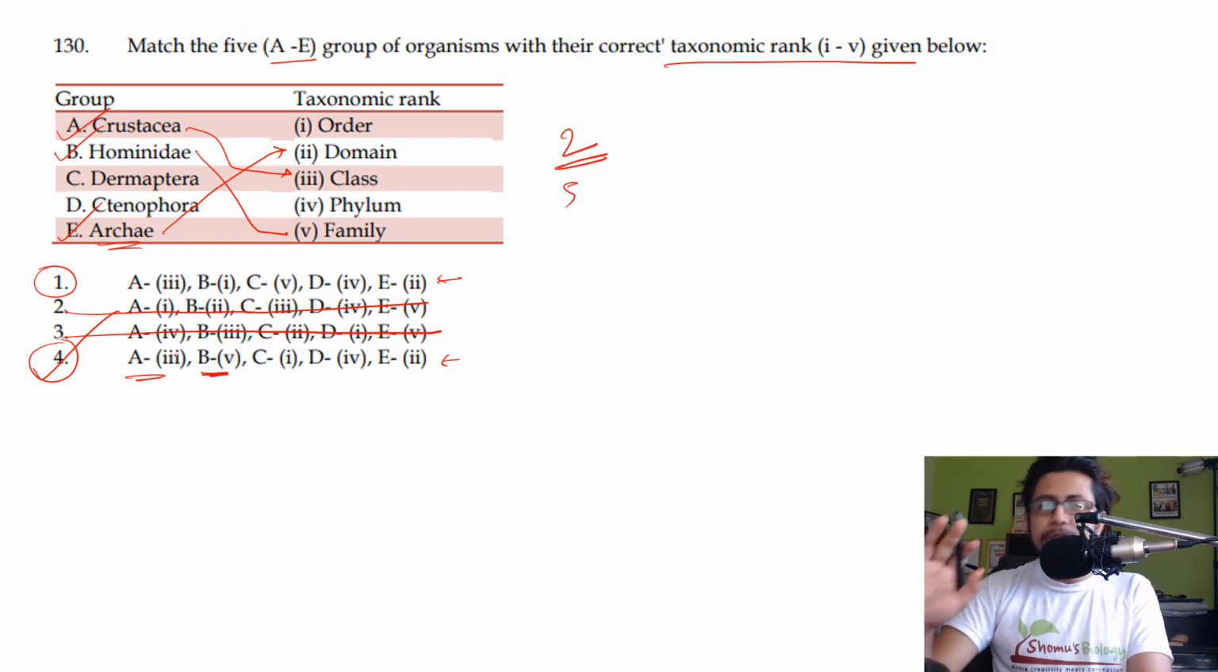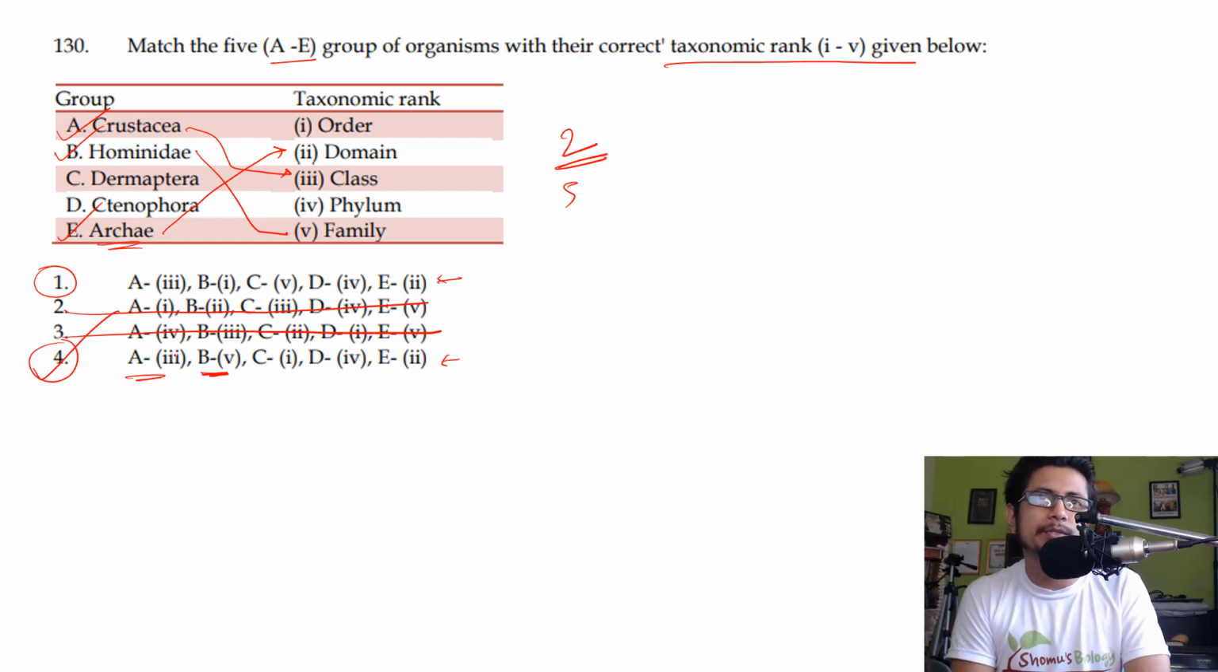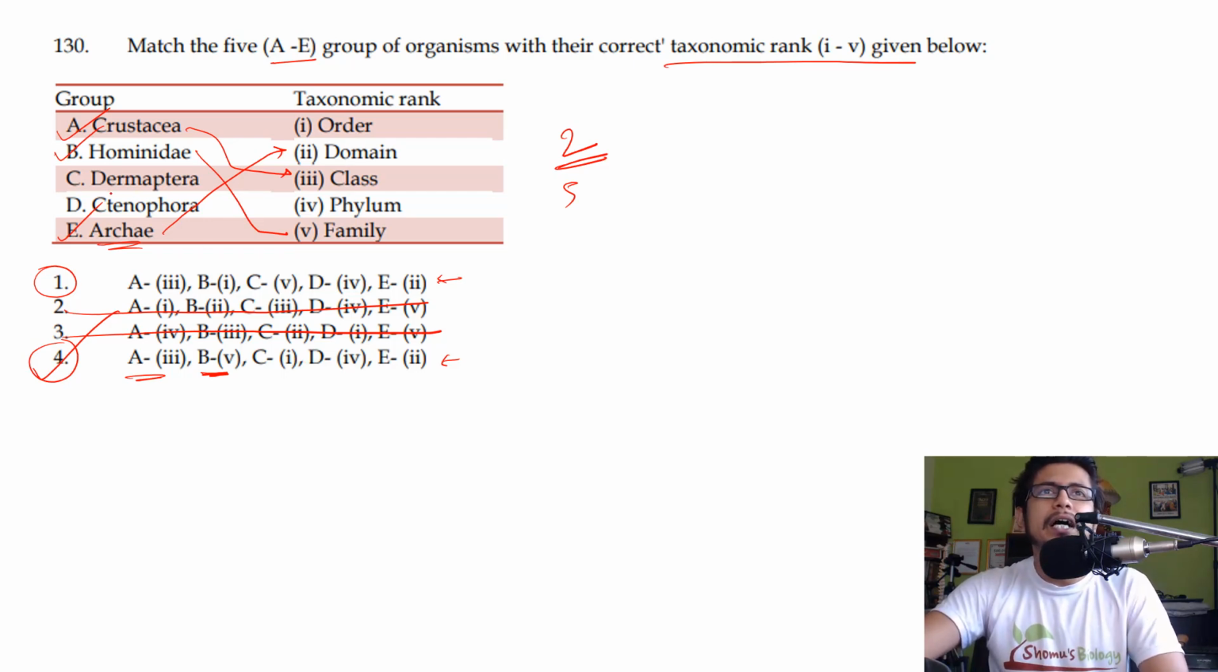Okay. So you need to know at least 2 to 3 to answer this question. In this case, 2 to 3 helped us to answer it, even not knowing Dermaptera. As well as Ctenophora, we also know. Ctenophora is a phylum. We know that D is 4. You all know that Ctenophora is a phylum. So it's also easy. So this is how you answer the questions.